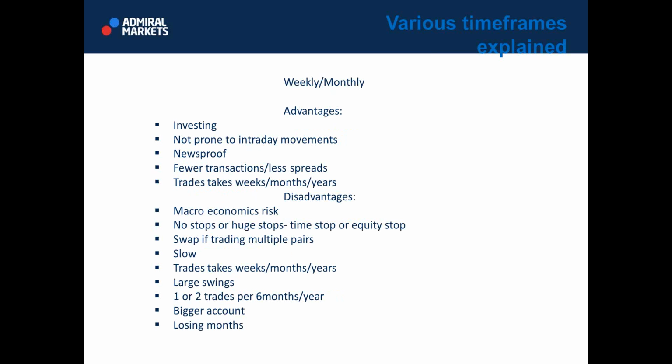Large swings can definitely put you out of trade even if you were in profit. You will make 1 or 2 trades for 6 months or a year. You definitely need a bigger account, and you will have a streak of losing months. So weekly, monthly time framing is too big.